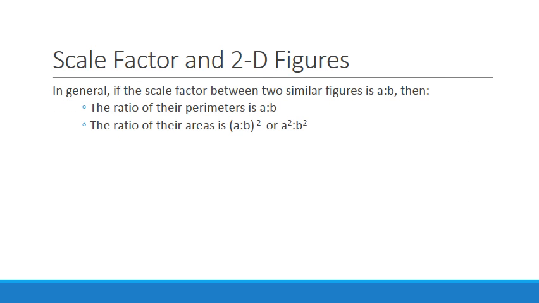So scale factor in two-dimensional figures. In general, if the scale factor between two similar figures is A to B, so if you're comparing shape A to shape B, then the ratio of their perimeters is that same number, and the ratio of their areas is that scale factor squared. So it would be A to B squared, or A squared to B squared. I'm going to show you some examples. It's actually a really easy concept, but hopefully these examples clarify for you.